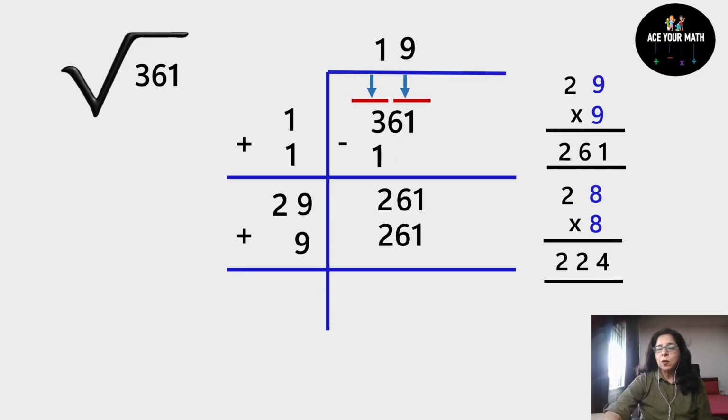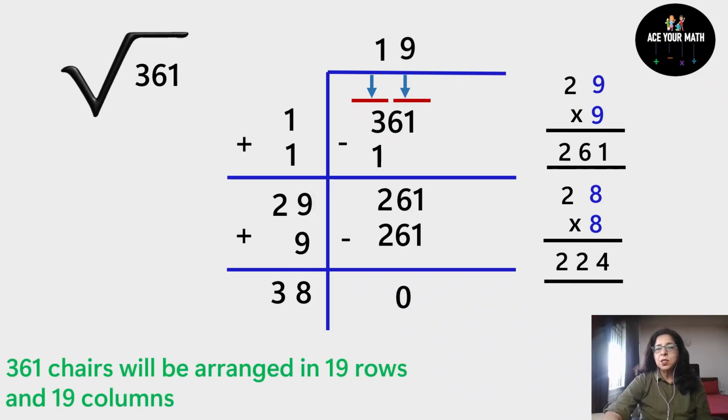The same 9 you will add on the left hand side, and you will do the subtraction on the right hand side. So when you do the subtraction, you get 0, and complete the addition on the left hand side. That will give you 38. So since you get the remainder as 0 and there are no further groups to be solved, what is the square root of 361? It is 19. So it means 361 chairs can be arranged in 19 rows and 19 columns. That will form a perfect square form.